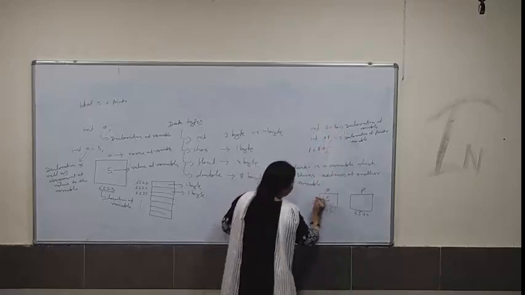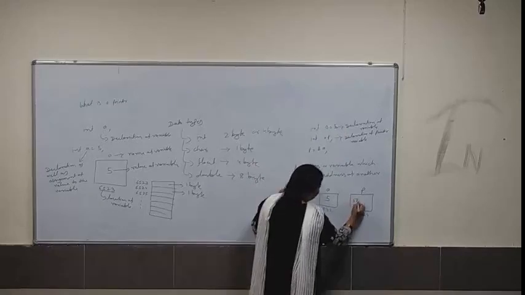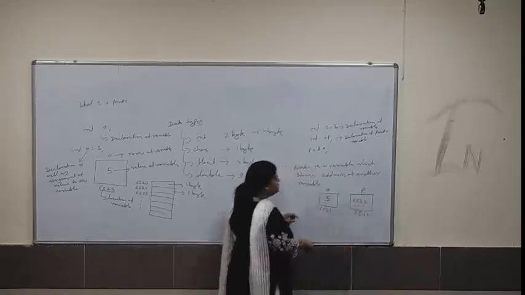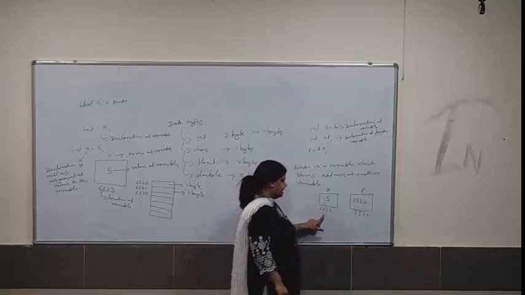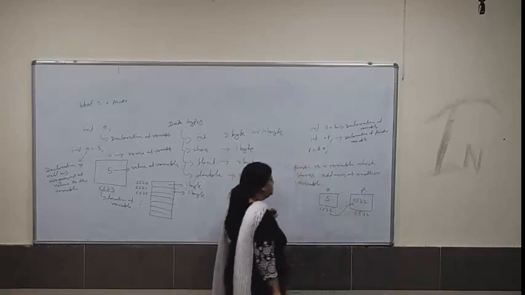Now the 5 is here. Now what is the value of P? It's nothing but 6532, which stores the address of the variable A. Means this address is stored here.